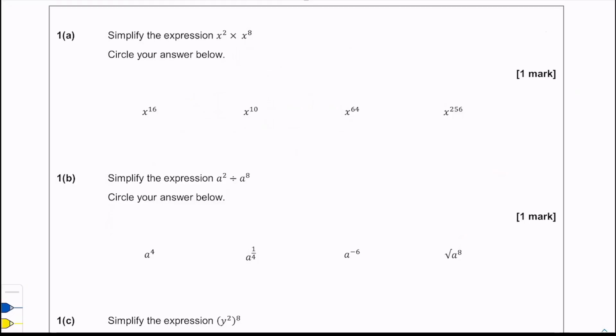Okay, so let's make a start with question 1, part A. For this question, we need to simplify the expression x squared multiplied by x to the power of 8. All we need to do is realise the base is the same and they are being multiplied, so we need to add the powers. So we end up with x to the power of 2 plus 8, which is equal to x to the power of 10. So our answer is the second one.